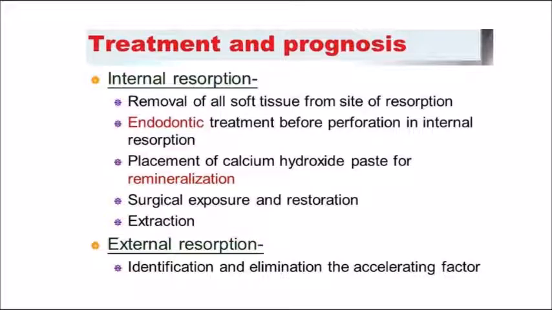Moving on to the treatment and prognosis aspect, for the internal resorption, removal of all soft tissue from the site of resorption is important. Endodontic treatment before perforation in an internal resorption case is preferred. Placement of calcium hydroxide paste for remineralization, surgical exposure and restoration, or else extraction can be considered. For the external resorption, identification and elimination of the accelerating factor is the only ideal treatment. Else the tooth will get loosened and fall out, or it will go for extraction.